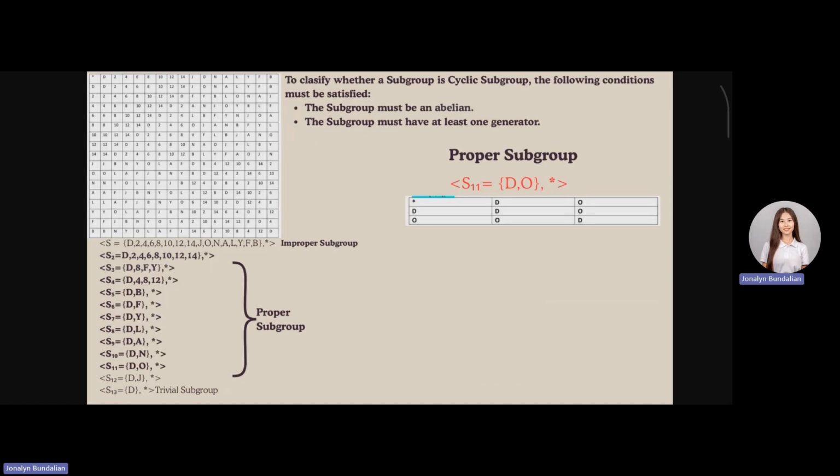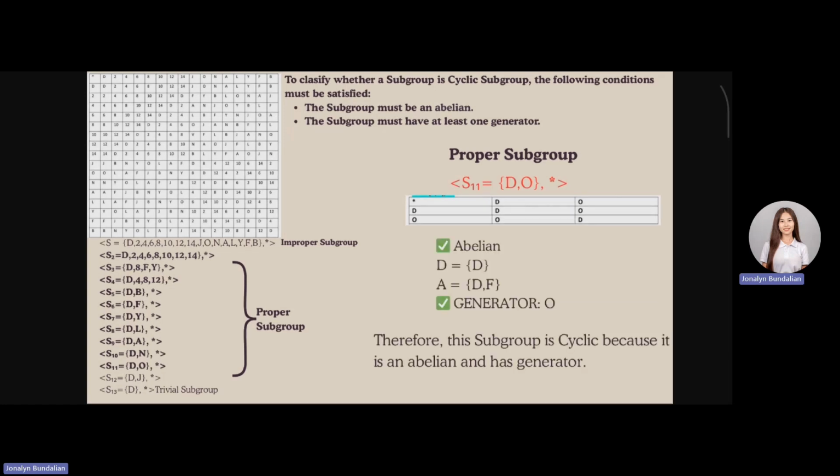And for S sub 11 is equal to DO, we'll check if it is abelian and must have at least one generator. So it is abelian. D is equal to D, O is equal to DO, and S sub 11 has generator O. Therefore, this subgroup is cyclic because it is abelian and has a generator.